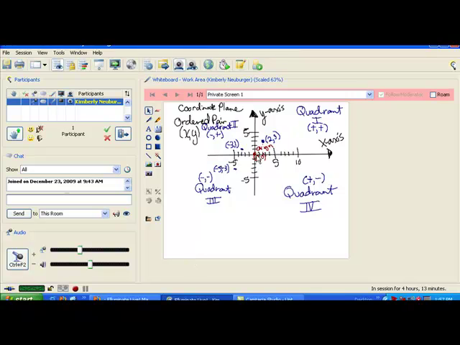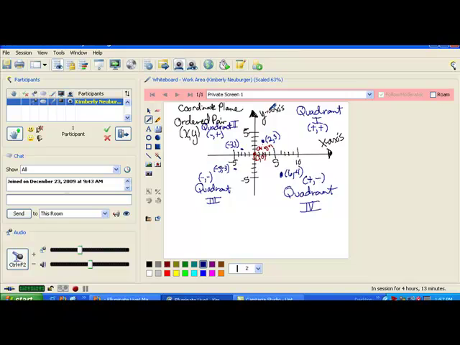So if we had the point 6, negative 4, that's 6 on the x, and then down to negative 4, which is right here. And we would land right about there with 6, negative 4. So that's how the coordinate plane is set up, and it's sometimes called the Cartesian coordinate plane. And that's how you locate points on the coordinate plane.